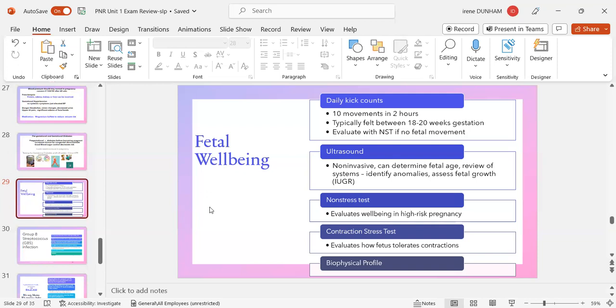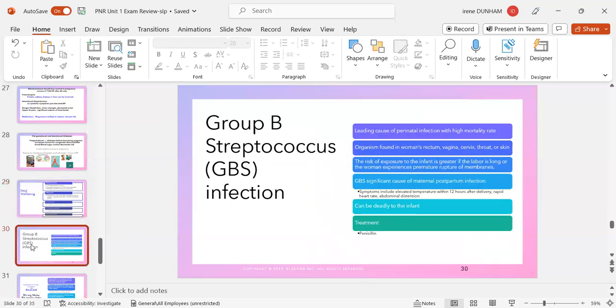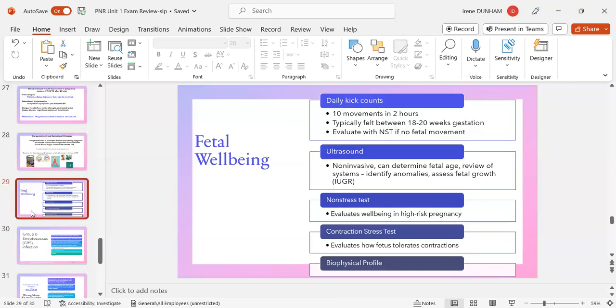Okay. And we don't do it that often, I'm going to be honest with you, but it is a good way to evaluate if this baby can tolerate labor. Because some babies can't even tolerate labor. Once mom starts to have contractions, and we'll learn this in the next chapter, sometimes the baby's heart rate will go down. Okay. And then your next test is your biophysical profile test.